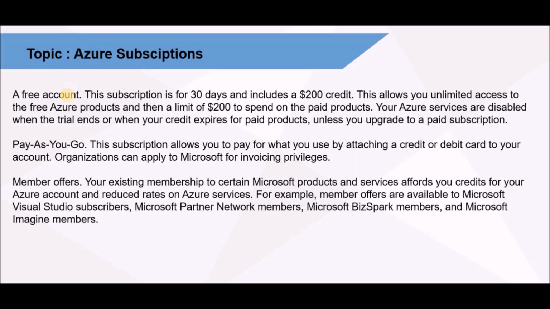And the next one will be the pay as you go model. This subscription allows you to pay for what you use by attaching a credit or a debit card to your account. Organizations can apply to Microsoft for invoicing privileges. So basically the free account is for learning purposes. Whenever you are going for any commercial or enterprise program, then you have to go by a pay as you go model. However many resources you consume, you are going to pay only for that. That is the meaning of pay as you go model.